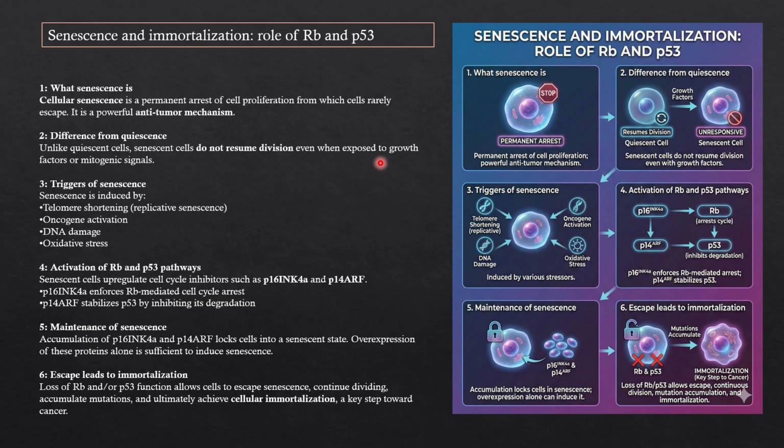Senescent cells upregulate cell cycle inhibitors such as p16 and p14, which enforce RB-mediated cell cycle arrest as well as stabilize p53 by inhibiting its degradation. Senescence is maintained by the accumulation of these proteins, which locks the cells in the senescent state, and overexpression of these proteins alone is sufficient to induce senescence. The loss of RB or p53 function allows the cells to escape senescence by continuing to divide and accumulate mutations, and ultimately achieve cellular immortalization, which is a key step towards cancer.